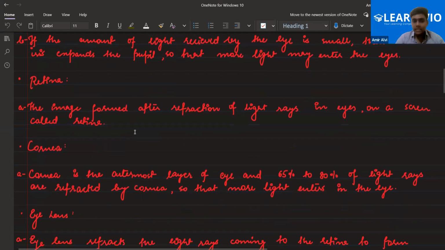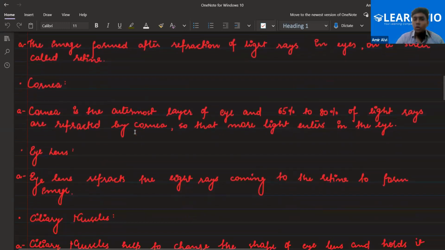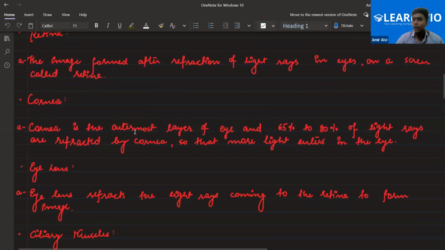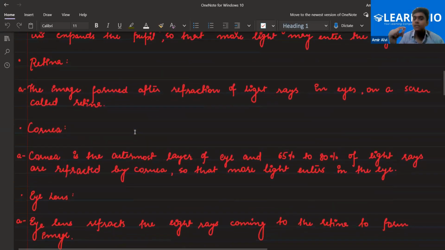Great. Next is the cornea. The cornea is the outermost layer of the eye. You must have seen a white and transparent layer of the eye. That is your cornea. It is the outermost layer and it refracts 65 to 75% of the light that is entering the eye. 65 to 75% of the light is converged by the cornea itself.